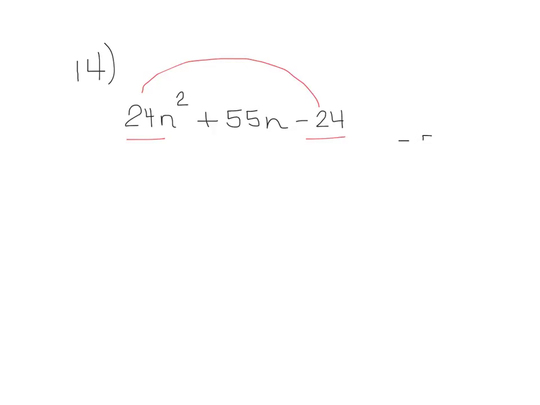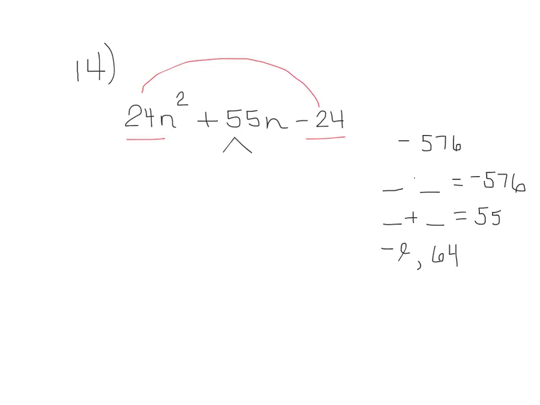576. We need to find two numbers that when multiplied together equal negative 576, but when added together equal the middle term, which in this case is 55. This is trickier. 9 times 64 is equal to 576. If the 9 was negative, then when we add them, they would equal 55.